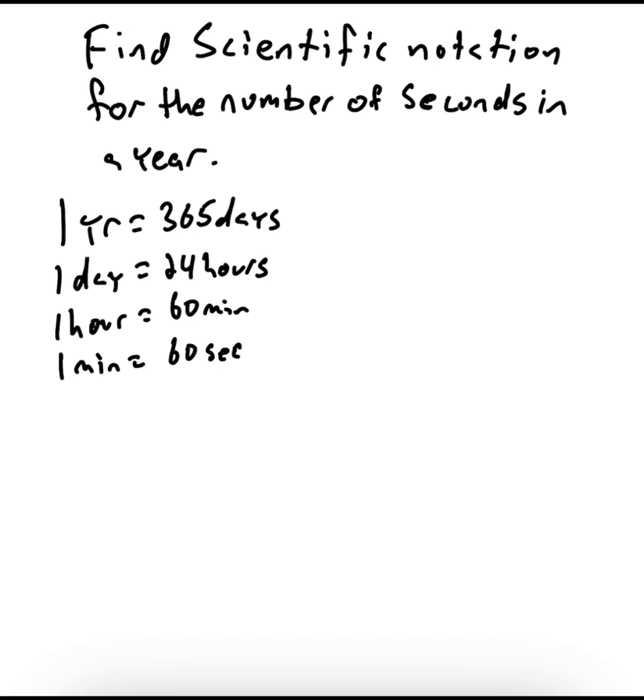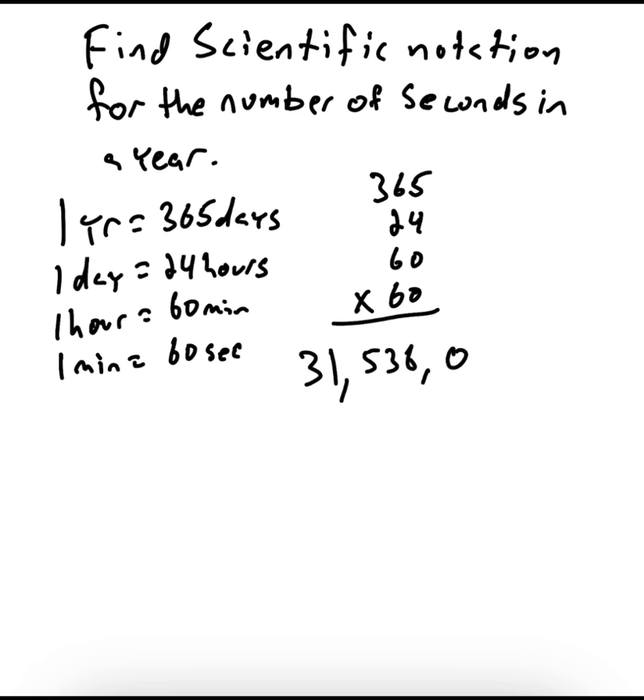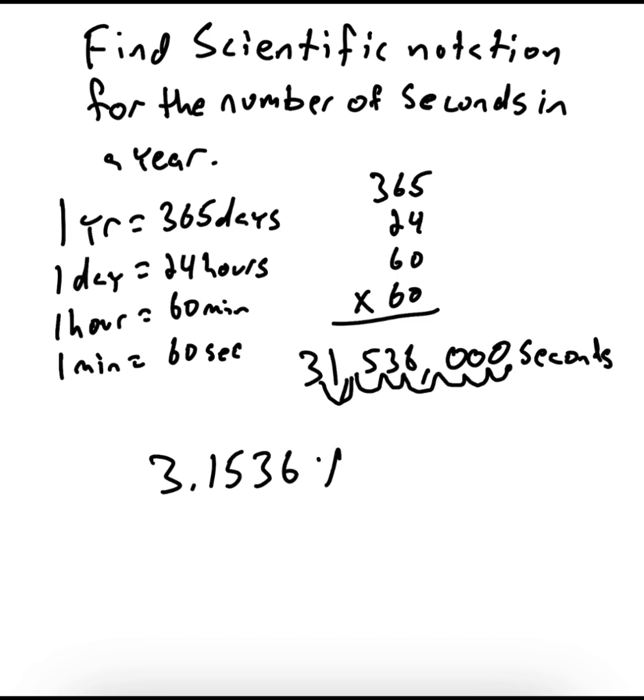Now we'll do a little multiplication. 365 times 24 times 60 times 60. Our answer is going to be 31,536,000 seconds. We'll start at our decimal point and make arcs until we get to right after our first significant figure. 1, 2, 3, 4, 5, 6, and 7. So we have 3.1536 times 10 raised to the power of 7.